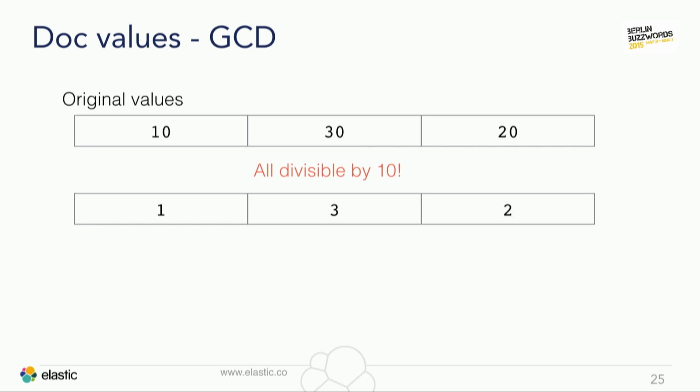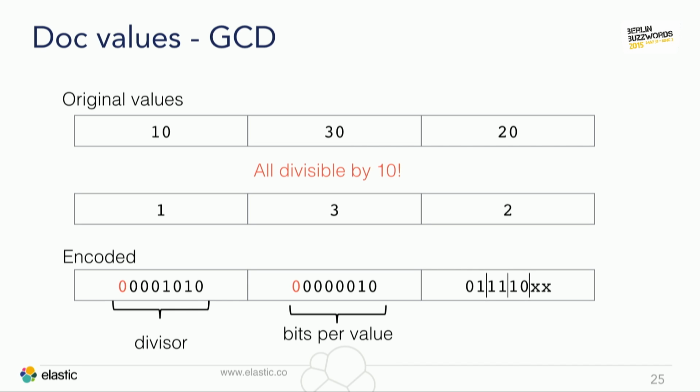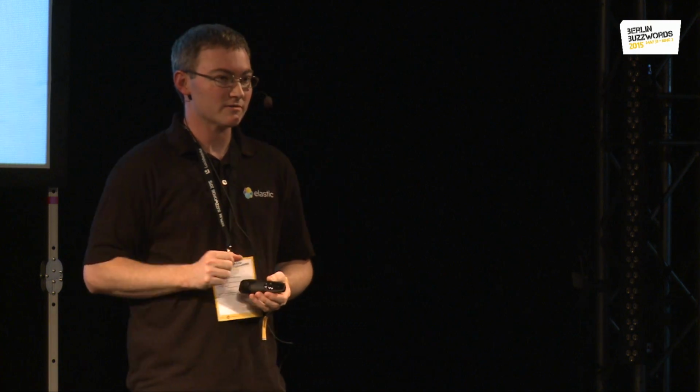So what I can do is divide all of those values by this common multiple, the greatest common divisor, and then I can just store the GCD, and the multiple of the GCD. If I store the GCD first, so this is the divisor here, I'm going to store that 10, and then every value is going to be just the smaller value, divided by the GCD. And so we're able to, again, use packed ints. We're able to pack the bits into as small a value as we can fit.